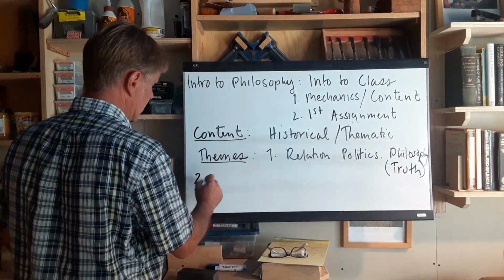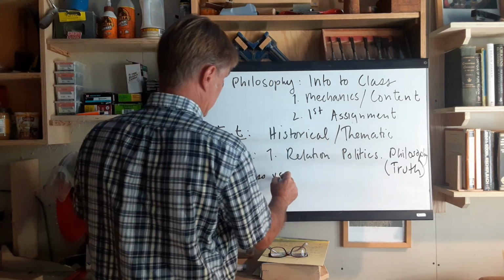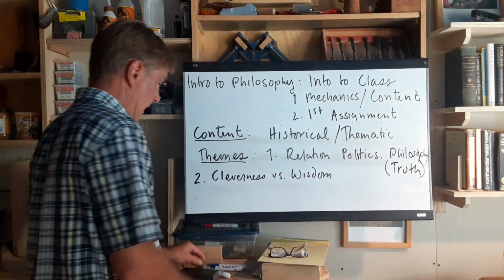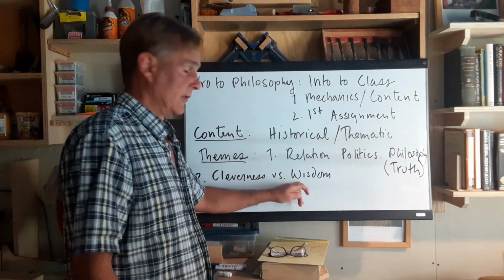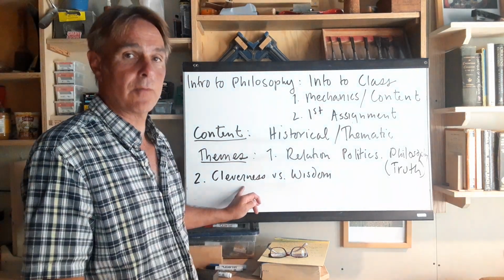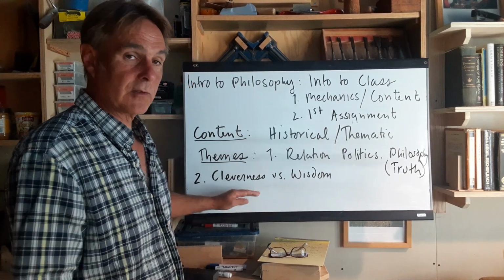The next question is this. Cleverness versus wisdom. The ancients made a very strong distinction here between wise thinking and clever thinking. They're both forms of intelligence. But what's the difference? It's just this.